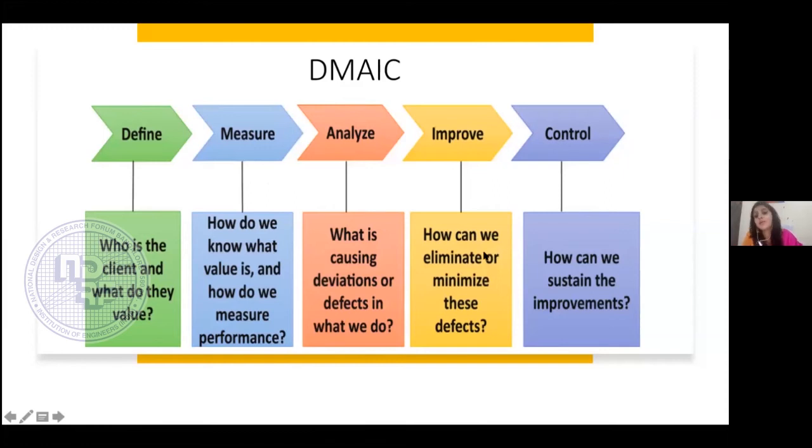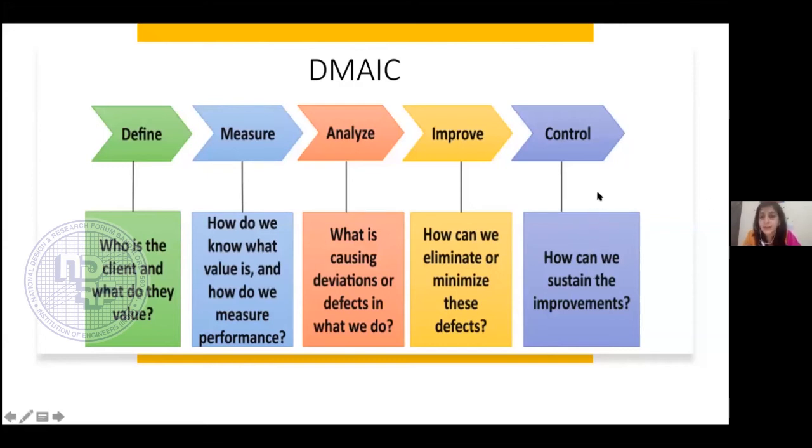And then you move on to the improve phase, where you ask the question, how can we eliminate or minimize these defects? So the goal is to minimize that variation. The closer the spread is to the mean, the better your processes are. The wider the spread, that means your products are moving away from your mean, which is not desirable, right? So the spread should be very narrow, closer to your mean.